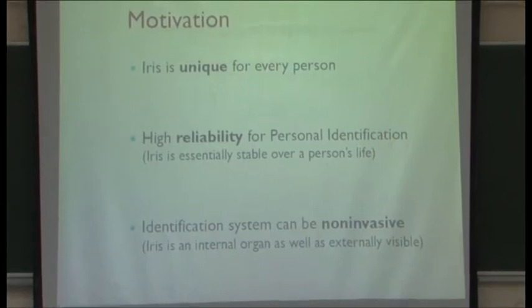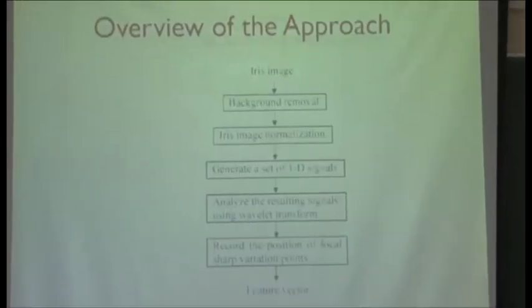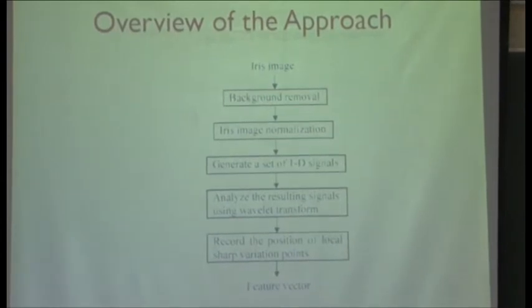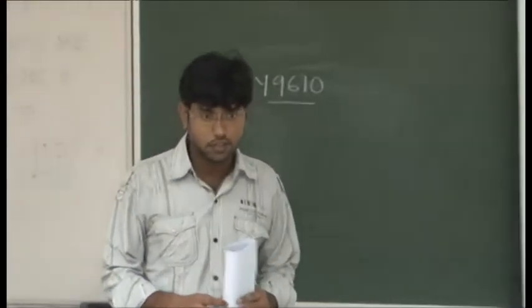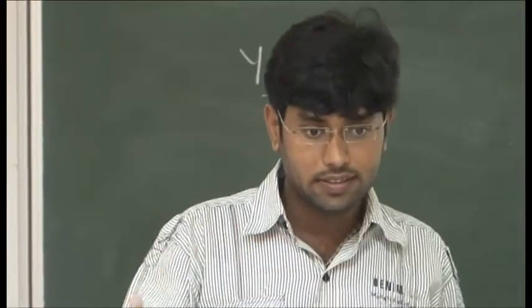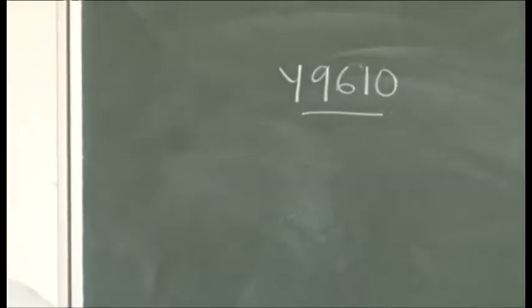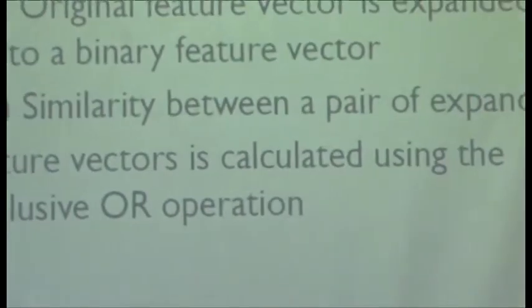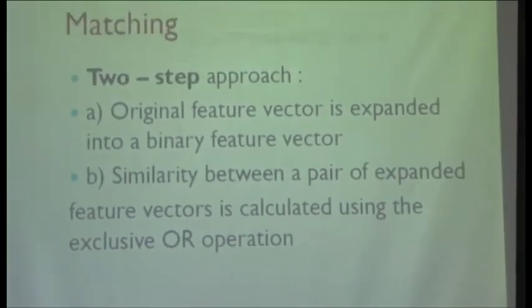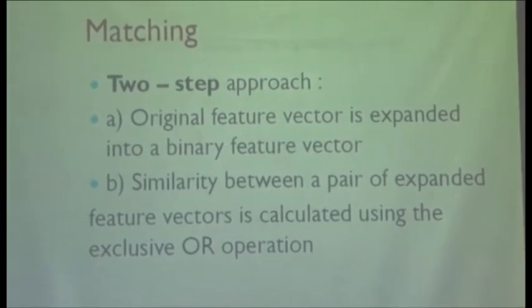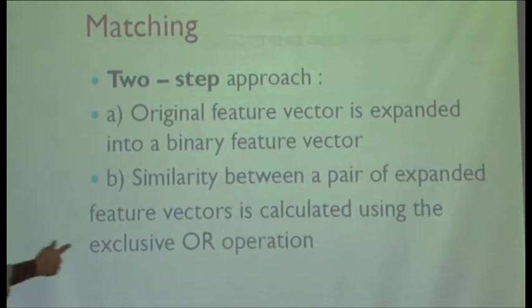So recently iris recognition has gained significant attention. Actually, for iris image normalization, do you want it from us, or are you writing your own? So, you will be creating 1D signals? Yes sir, I will be creating 1D signals using the characteristic features in the iris. From that, I will extract a feature vector, and after extracting it, the matching will be done using a two-step approach. The original feature vector is expanded into a binary feature vector, and then the similarity between a pair of expanded feature vectors is calculated using exclusive OR.